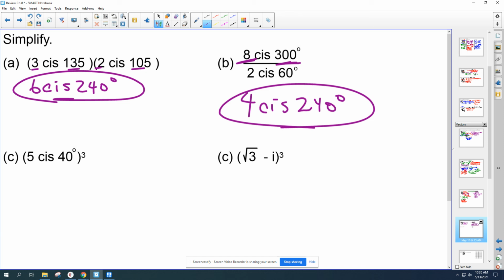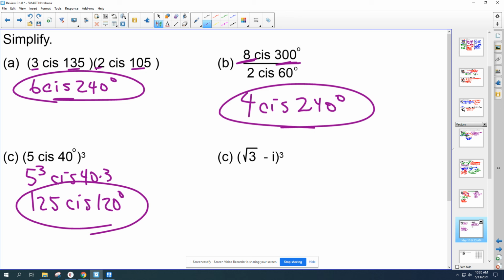So again, very simple if you know what you're doing. Next problem looks like de Moivre's. De Moivre's theorem, you take 5 to the third, and you take 40 times 3. So that's going to be 125 cis 120. I really like polar form because the math is pretty simple. That's actually supposed to be part D here. And that's definitely the hardest one because it's not in polar form. We would love for that to be in polar form, but it's not.